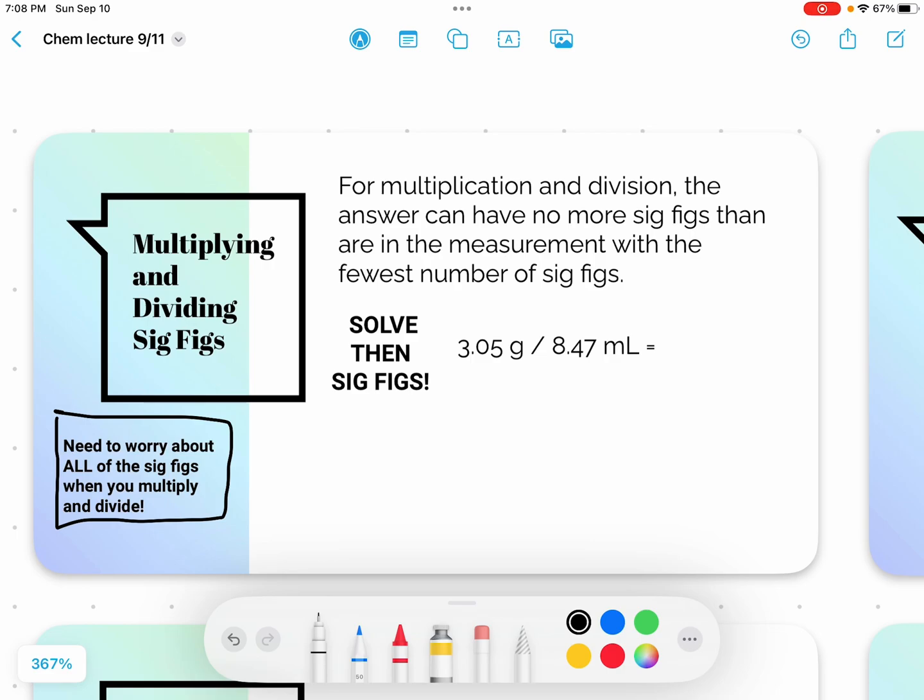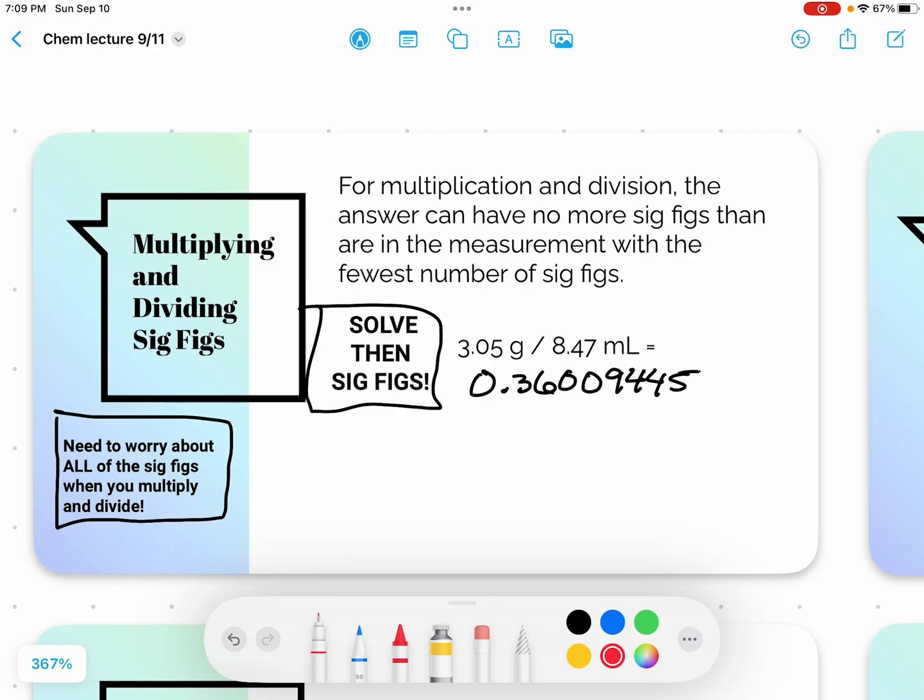So just like what we did on Friday, the first thing to do when you get into a problem is you're just going to solve it. Solve, then go into your sig figs. So you're going to take into your calculator 3.05 grams divided by 8.47 milliliters. And when you do that, you should get an answer of 0.36009445. I like to write out the whole number so that I don't have to worry about running out of space or not having enough numbers for my sig figs, and then I can go in and fix it from there.